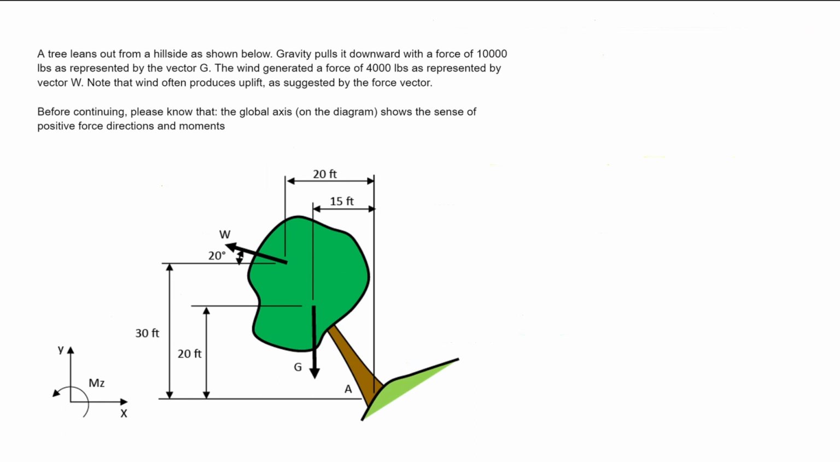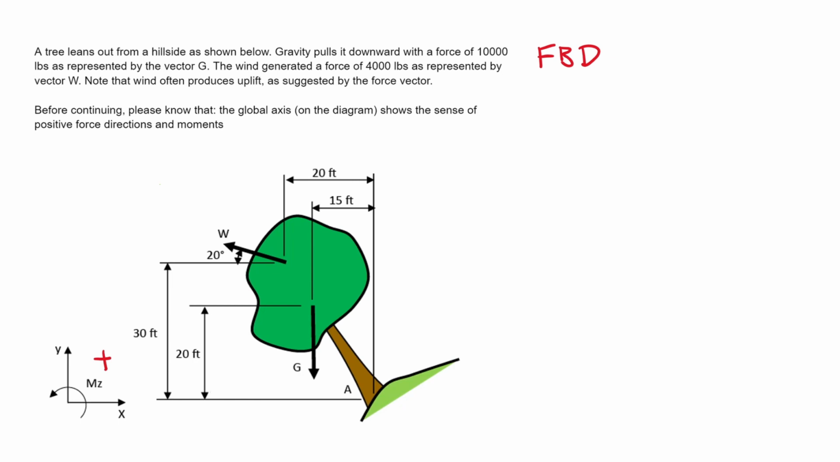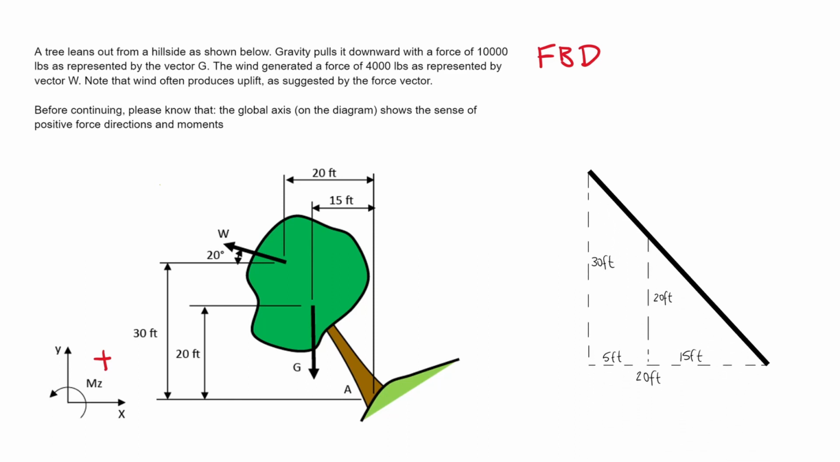So to work through this problem, we first need to draw a free body diagram. And keep in mind that the directions shown here will always be positive. So this singular black line can represent our tree, and I've provided some dimensions to make things more clear of where the forces are acting. And we have our point of interest, point A, at the base. So we're first going to start with vector G, which is 10,000 pounds downward. So we'll draw that.